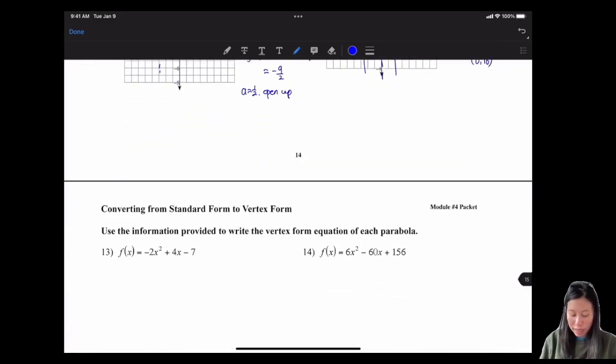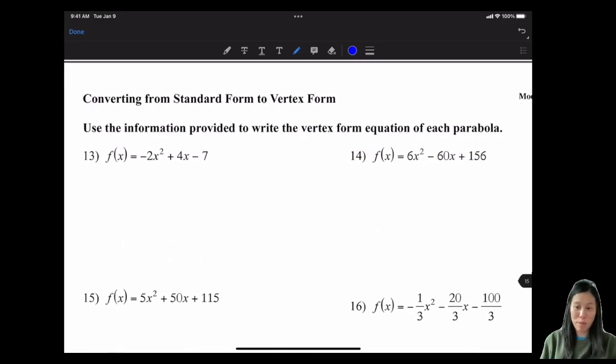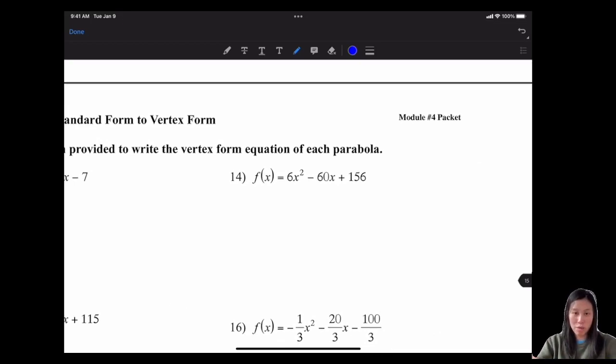Okay, last part. Last two parts. Converting the standard form to the vertex form. In this one, we need to use how to complete the square. So remember, we learned it from last section or last module.